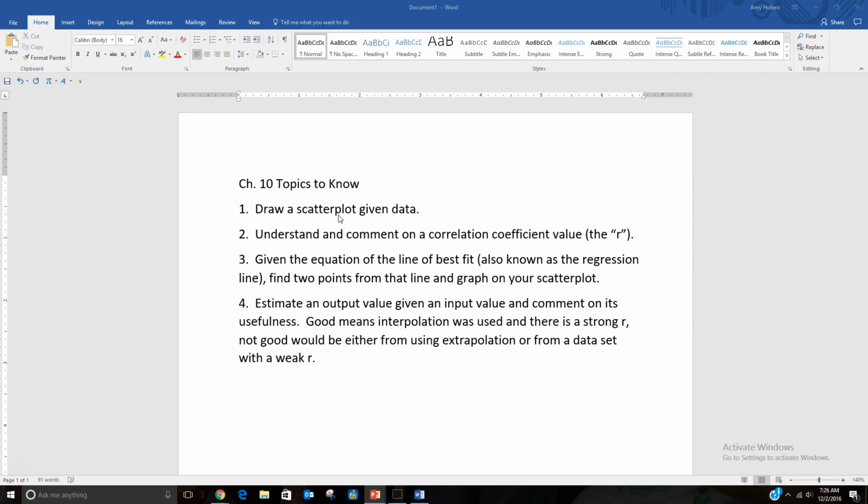You don't have to calculate that equation. That will be given to you. Same thing with the R value. You do not have to know how to calculate that. You just have to be able to comment on it.